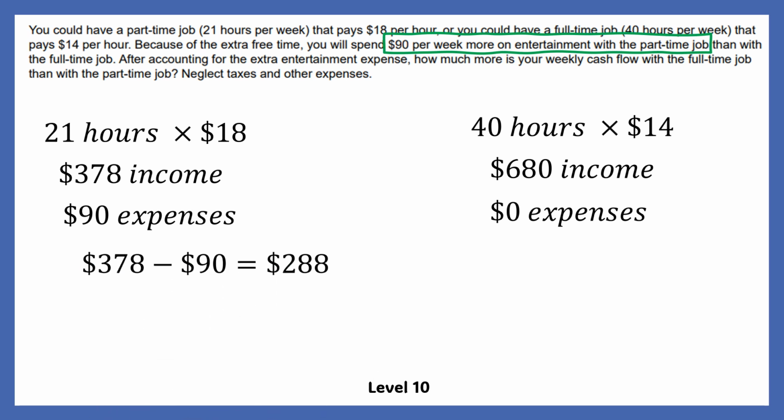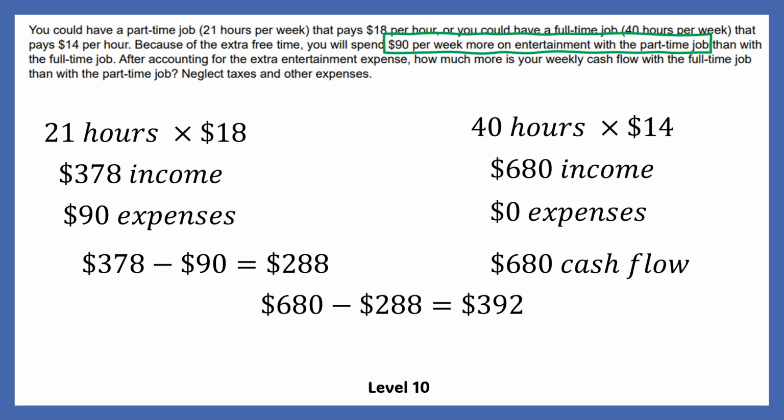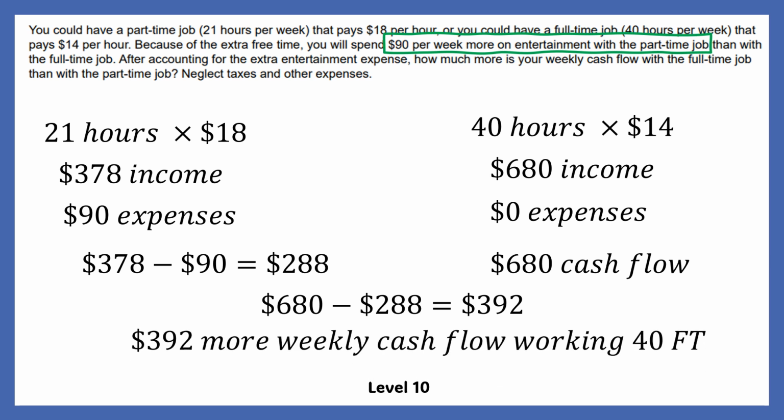So if we go ahead and figure out what our cash flow is, our part-time job, we'd only be making $288 once we subtract the $90 extra we'd be spending on expenses. And so our cash flow of $680, because we're not spending any money at our full-time job, means that we actually make about $392 more as far as cash flow in the full-time job. Now that's in this example. Make sure you weigh your options.